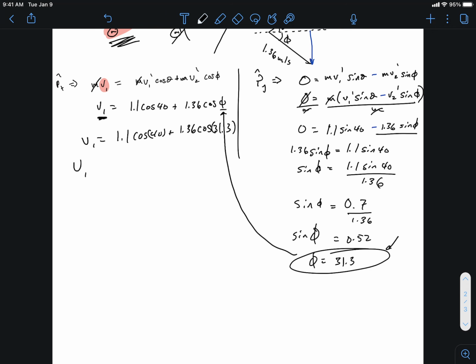Right? And so we say, okay, well, let's just do the math on that. And we get a final number. You can type that all straight into your calculator if you have a scientific. 1.1 cos of 40 plus 1.36 cosine 31.3. Should see 2, our answer.